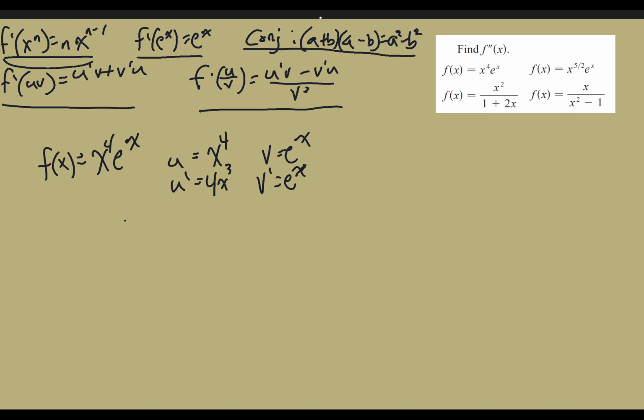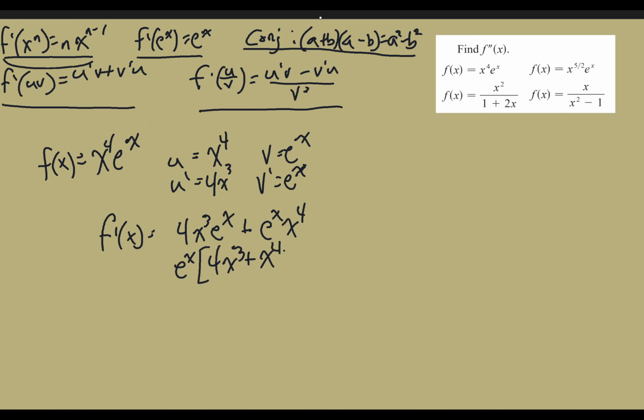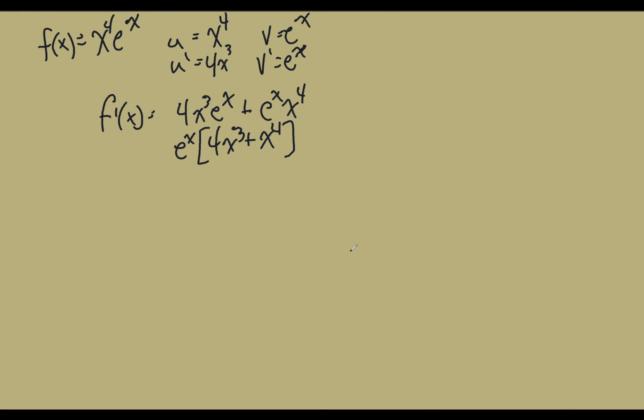So to find the derivative is u prime v plus v prime u. And that looks fine, but if I'm going to take the second derivative, this is already 2 product rules, so I'd rather factor it like this, and go from there. So let's take another derivative.